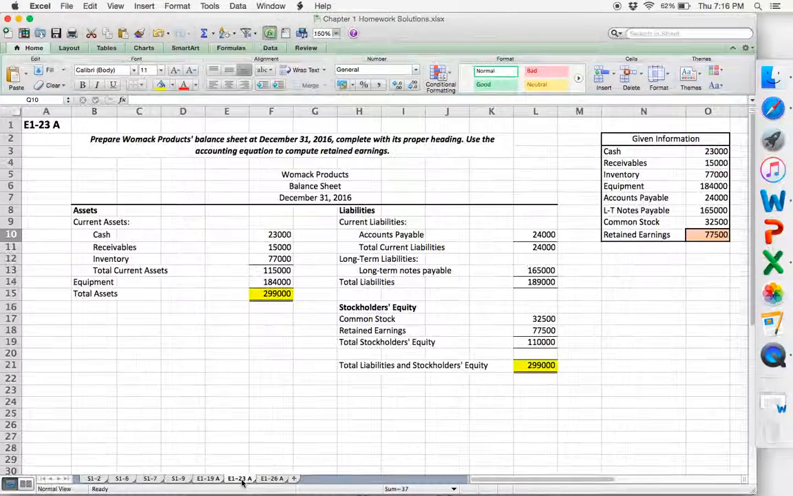Moving on to E1-23A. So this is where we're coming into our first balance sheet that we made. Okay, so they provided all of that wonderful information for us. And I listed it out here on the side as our given information because, again, it's easier to visualize it and comprehend the information in a little chart compared to the paragraph that they gave as a word problem. So we're just going to walk through it here.